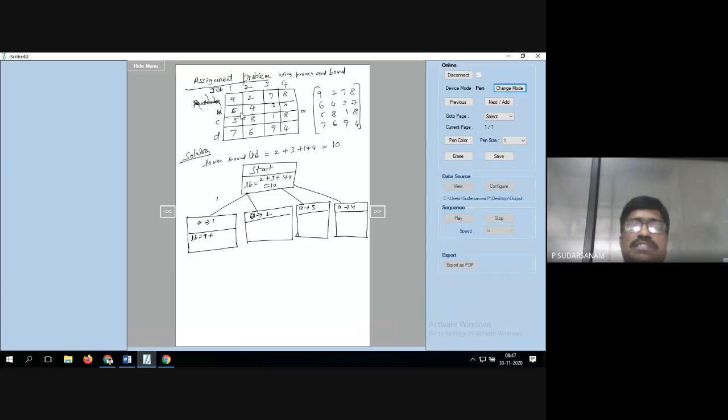Which is the minimum in the next row? 3. Next, C is equal to 1. Next, D is equal to 4. So listen to this step, you will understand very clearly. 3 plus 1 plus 4, that is equal to 17.